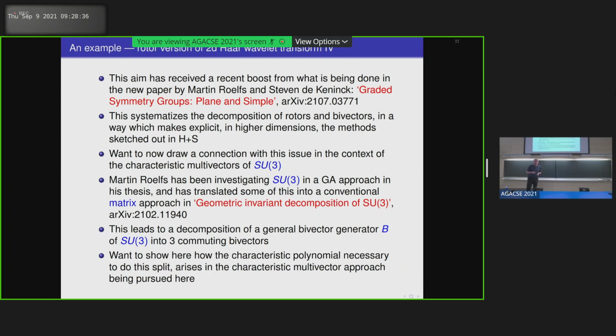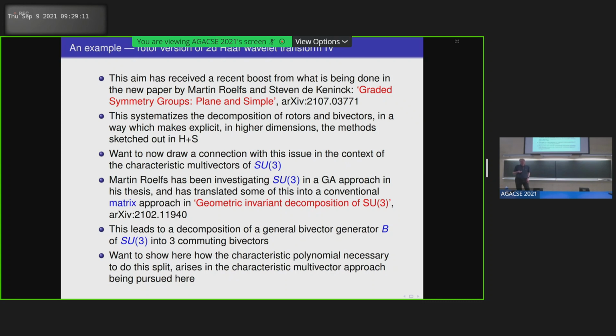You heard something about it yesterday, and Martin will tell us more later. The paper is Graded Symmetry Groups, plain and simple, and this systematizes the decomposition of rotors and bivectors in a way which makes explicit in higher dimensions methods which were already sketched out in Hestenes' work, but this makes it much more systematic and gives explicit solutions. If you've got the lambdas in the eigenvalue equations, it tells you how to get these parts of the bivectors.